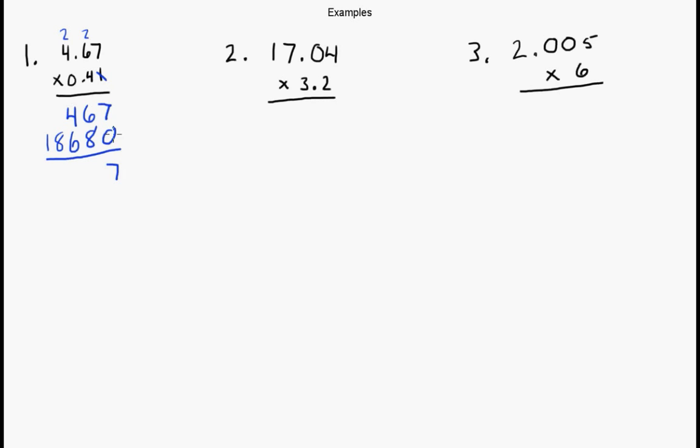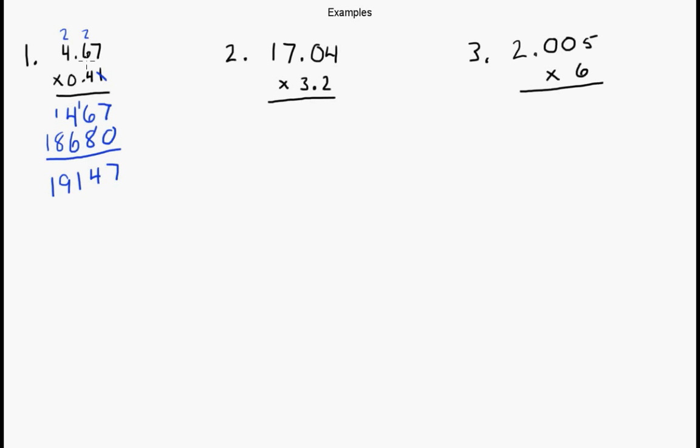7 plus 0 is 7, 6 plus 8 is 14, carry the 1, 4 plus 6 is 10, plus that 1 is 11, we're going to carry that 1. Get 9, and we're left with 1. Okay, so now we're left with apparently 19,147, but we know that answer is not correct. We have to put the decimal point in somewhere.